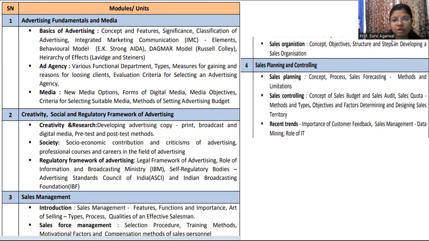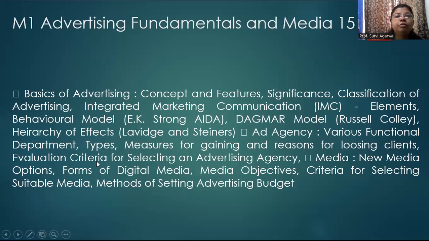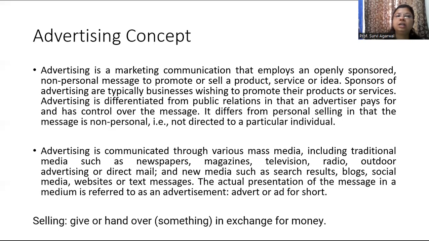And finally, module 4, which is sales planning and controlling. In this, there are 3 parts. One is sales planning, how to do it, the methods and limitations in sales, how to do sales controlling, basically quota, how much is the target, what are the factors determining sales, and recent trends, importance of customer feedback, sales management, data mining, and role of IT. Going to the next slide, first module. These are again the breakup of module 1.